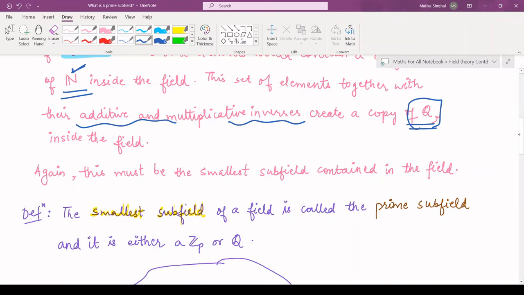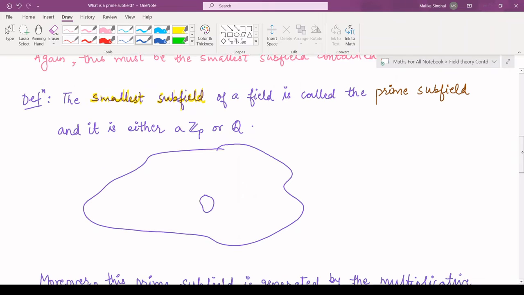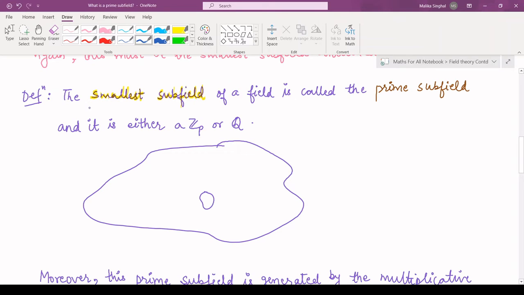So let us see what are prime subfields. Let us look at the definition. The smallest subfield of a field is the prime subfield, and it is either the field of addition and multiplication modulo p over the set of integers, or it is the set of rational numbers, right? So what does this prime subfield mean? It means that you have some field F. Whatever is the smallest subfield, that would be called the prime subfield. It is as simple as that.